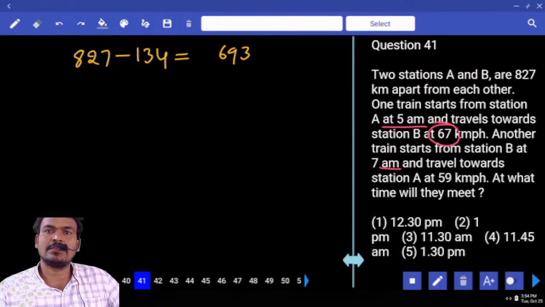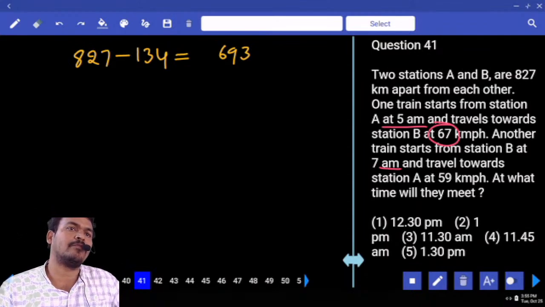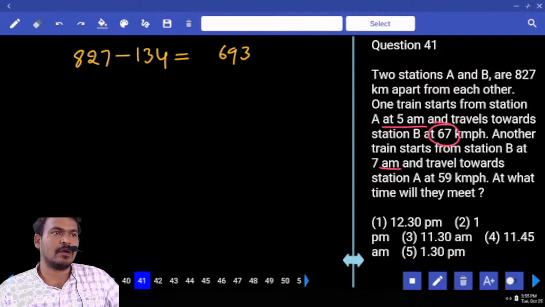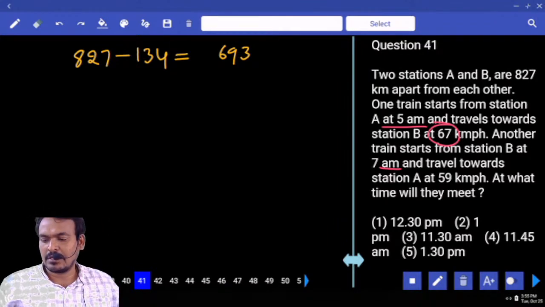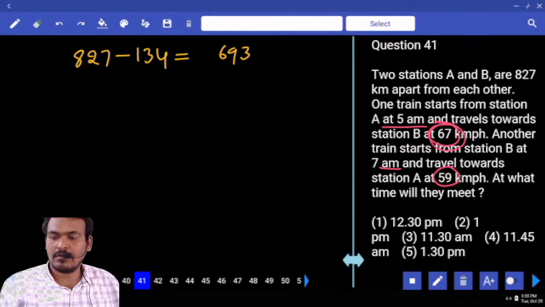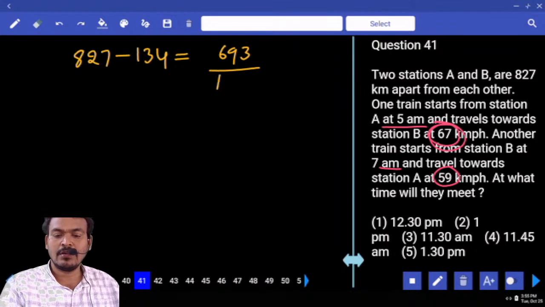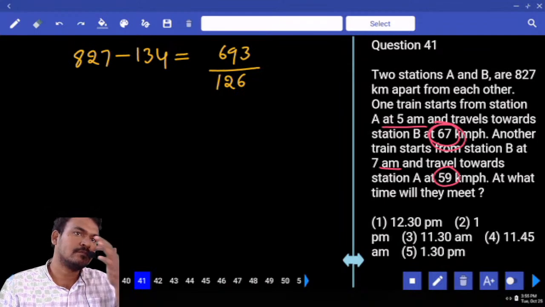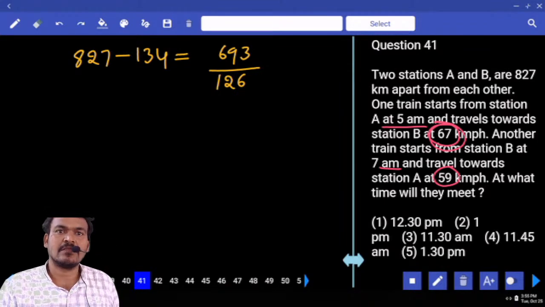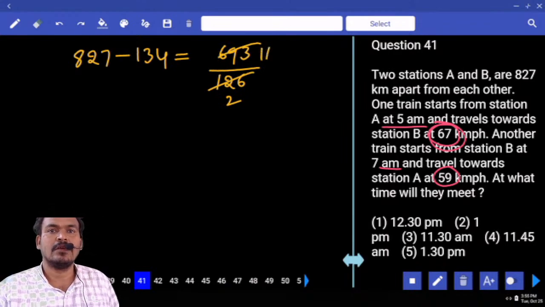6900. Are the 693 kilometers traveled by both the trains after 7 am or before 7 am? After 7 am. After 7 am, both are moving in which direction? Opposite direction. In opposite direction, what is the relative speed? Sum of these speeds, 67 plus 59, 126, or not? What is the half of the 126? 63. 63, 2 times 63, 11 times or not?